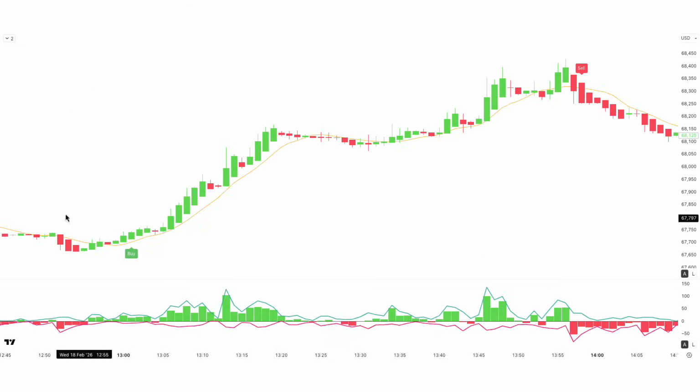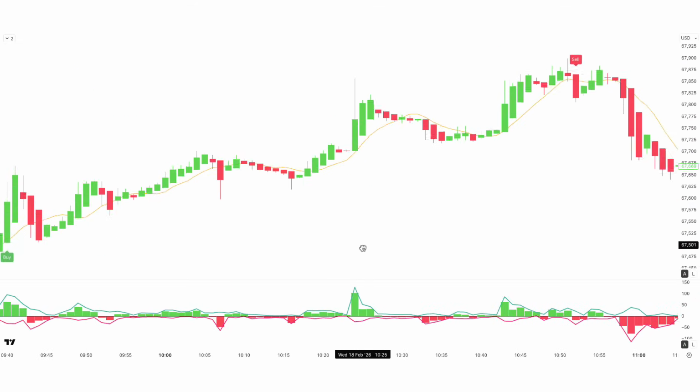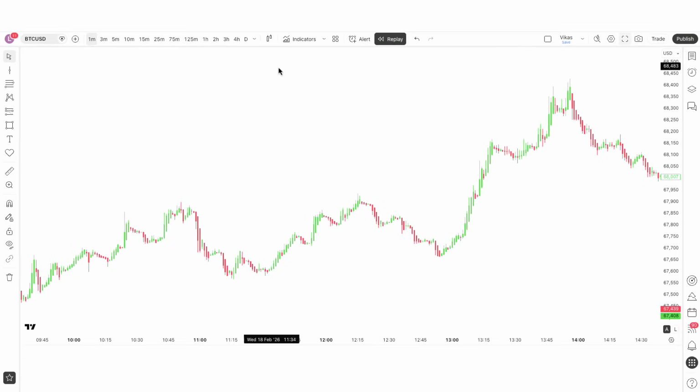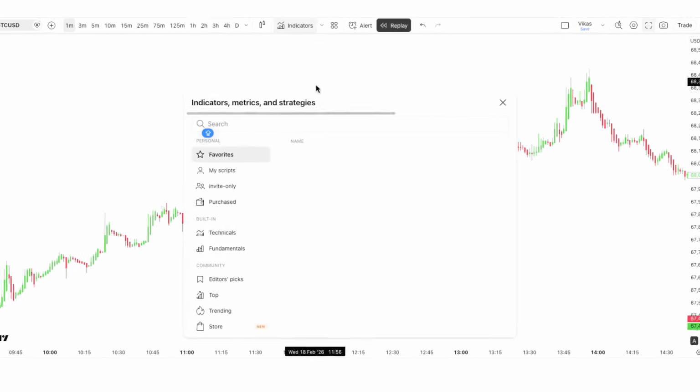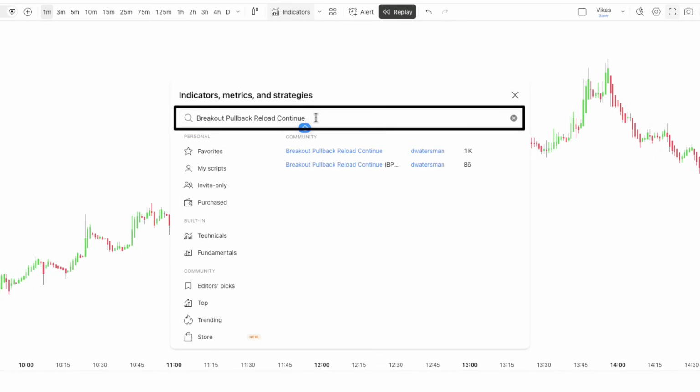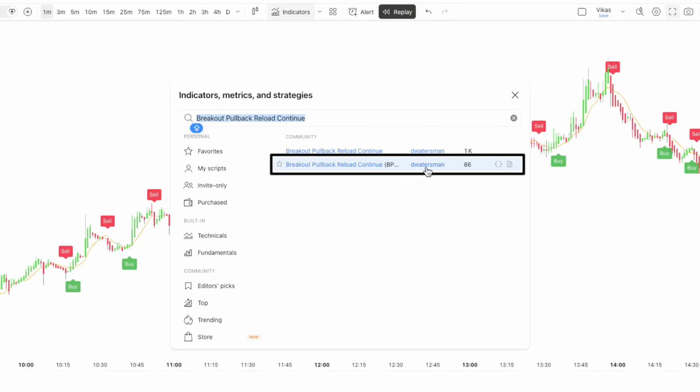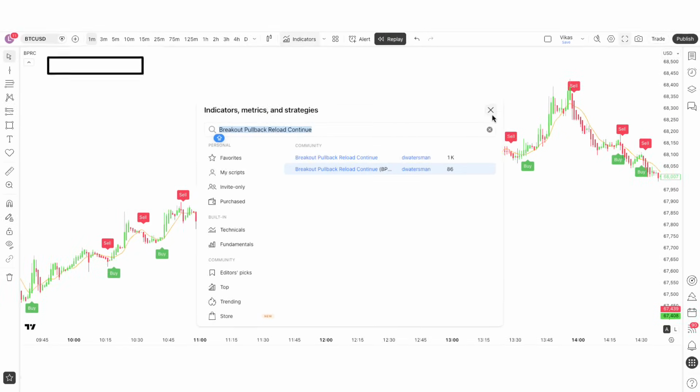Now we tell you how we want to trade. Let's start the video. We open the BTCUSD 1-minute chart, and don't sweat the time frame either. Next, you'll want to find those magic indicators. Head over to the Indicators tab and search for the Breakout Pullback Reload Continue. Select the indicator made by Dwartersman and add it to the chart.